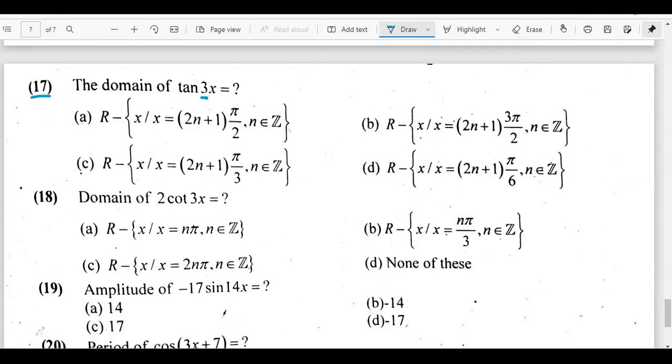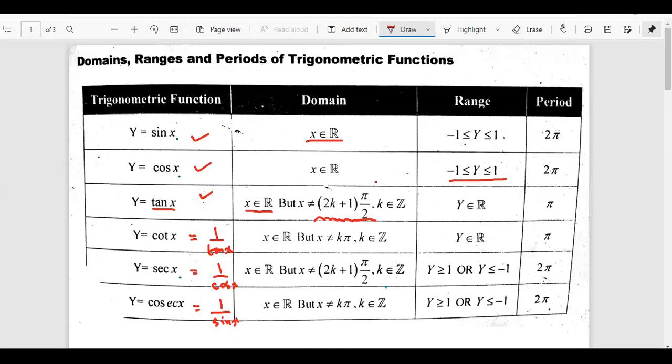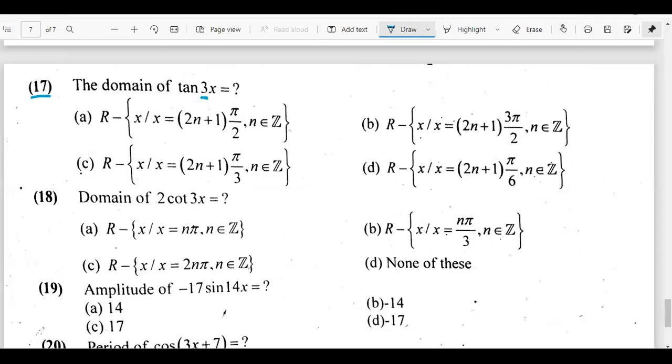Now my question for you is, Saad, what is the domain of simple tan x? Here it is, the domain of tan x. This is what we have discussed. Now when we are doing tan 3x, something would change. When we are multiplying any number with x, we are going to divide the domain by that number. So I will divide by 3, which is just multiplying it with 1 by 3. And this would give me (2k+1) pi by 6. So the answer is going to be D.